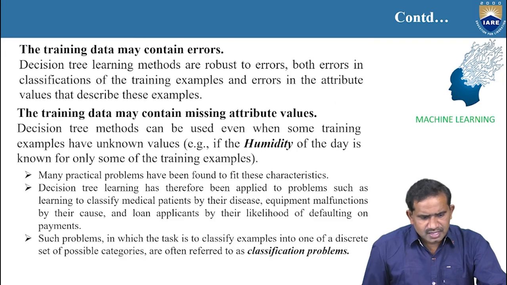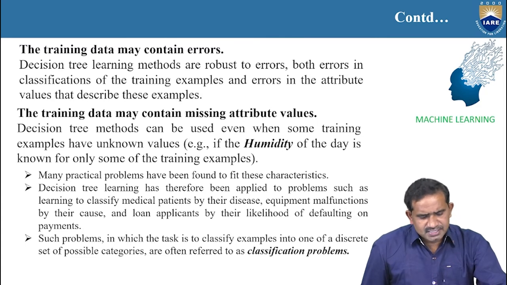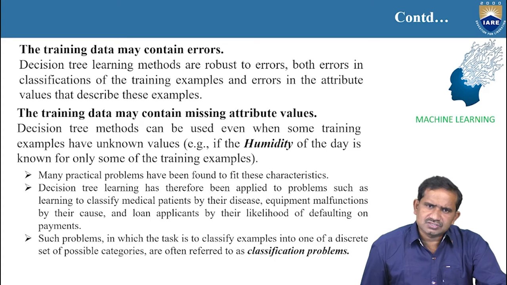The fourth one is that the training data may contain errors. Why? Because errors are accepted in the classification of the training examples as well as in the attribute values. And the final one is that the training data may contain missing attribute values also.